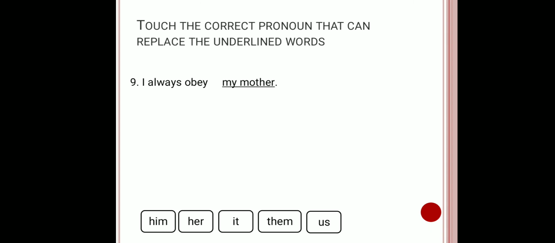I always obey my mother. So my mother, as it is at the end of the sentence, I'm going to replace it with an object pronoun. And my mother is a girl, so I always obey her. Excellent.